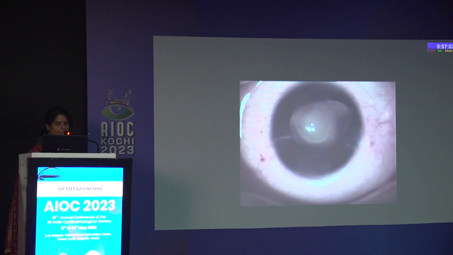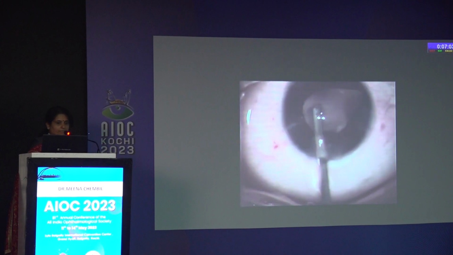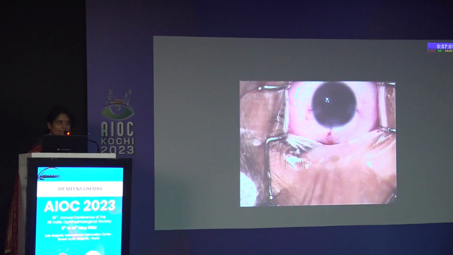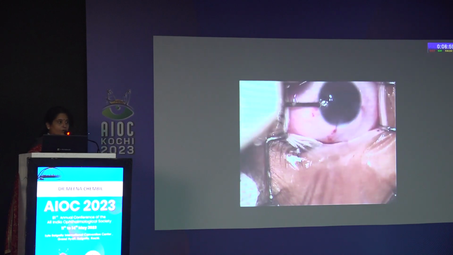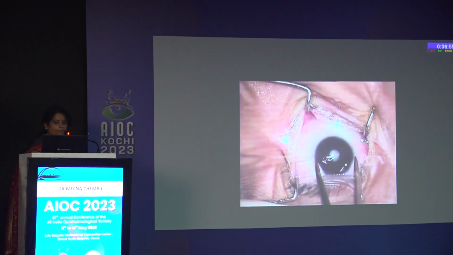So here you can see a little bit of visco going into the anterior vitreous, which is a proof that the anterior vitreous cavity has been opened. That is one problem with pediatric cataract. Sometimes you feel that you have opened the anterior vitreous cavity, but it might be intact. So make sure you open it. It's just like a posterior capsule. So you have to open the anterior vitreous cavity, which is a must, because otherwise it will opacify very fast.